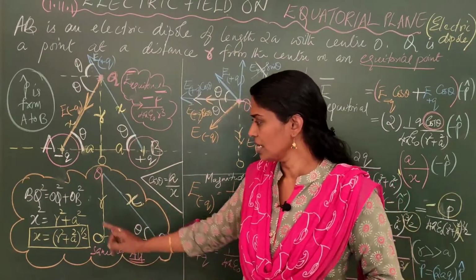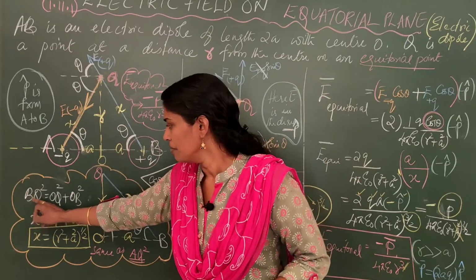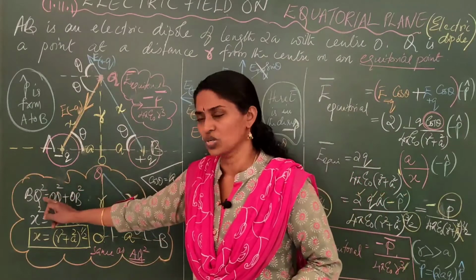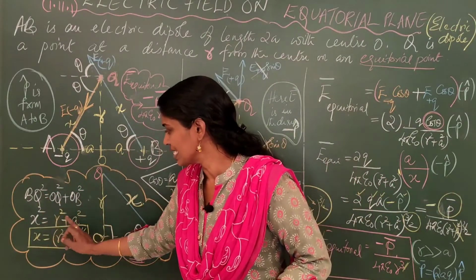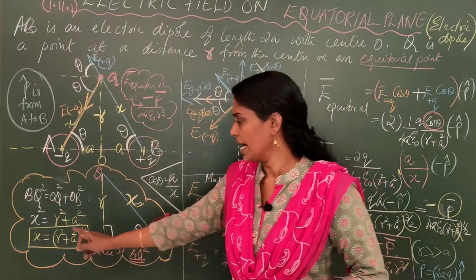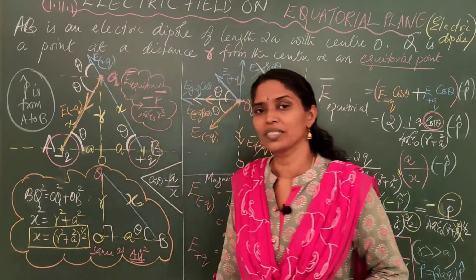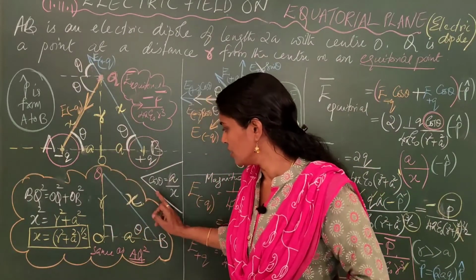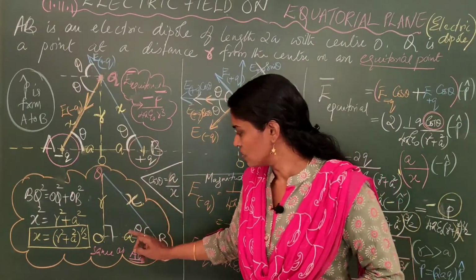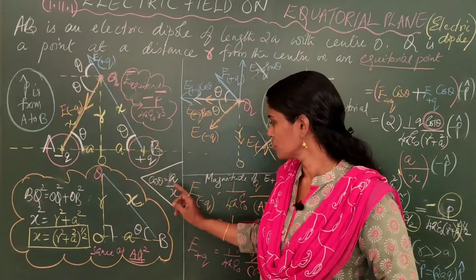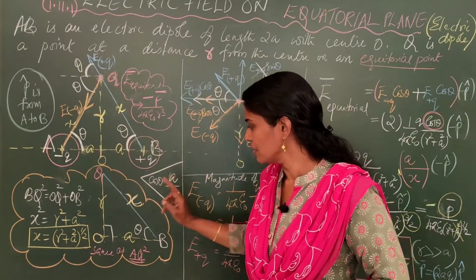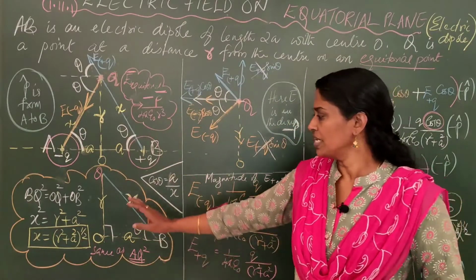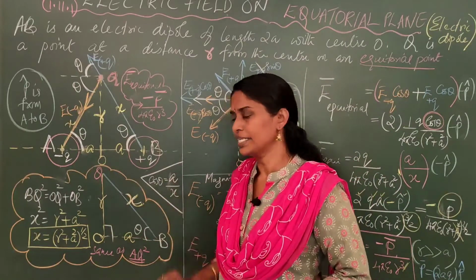From this triangle you can use the Pythagorean theorem. BQ square is equal to OQ square plus OB square, same as AQ square. So we get x square is equal to r square plus a square, and x is root of r square plus a square. We need this also. From this figure you need cos theta. Cos theta is equal to adjacent by hypotenuse, so it is a by x, and the value of x is r square plus a square whole to the power half. So we need this. We'll come to that later.